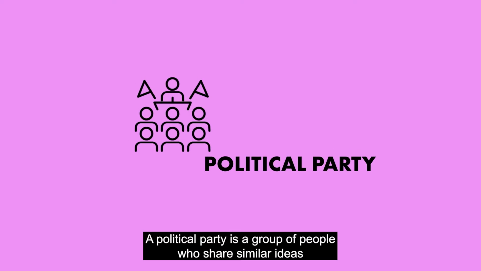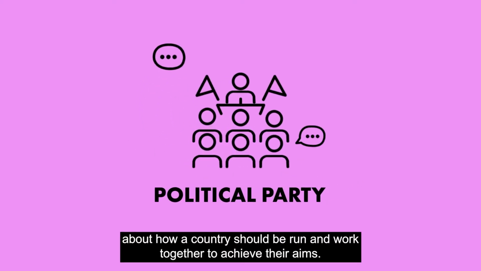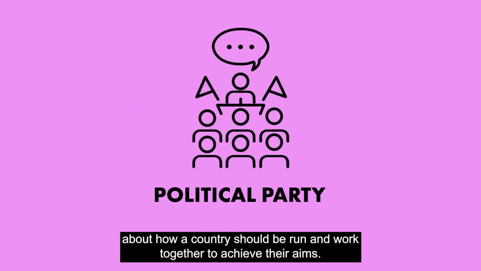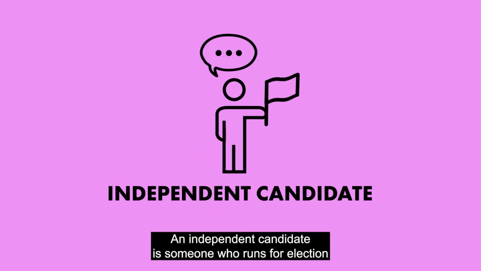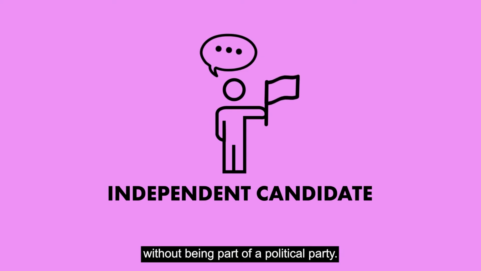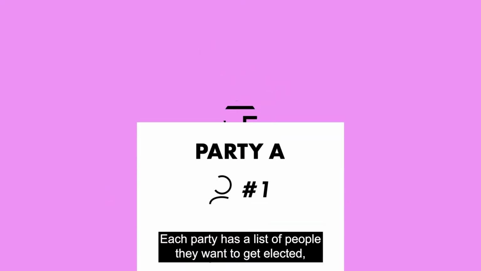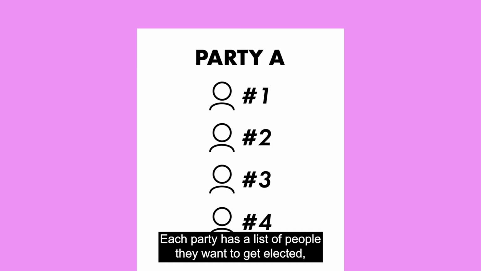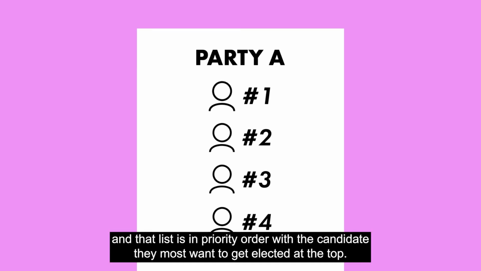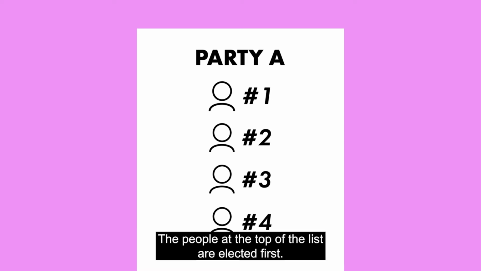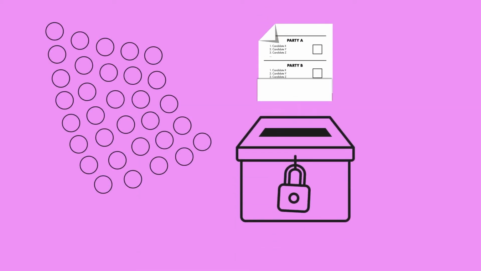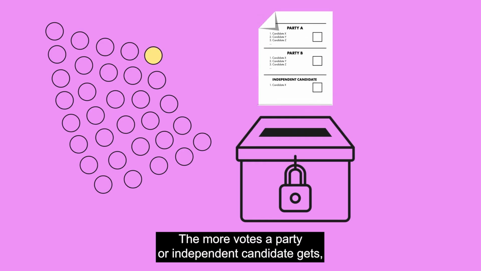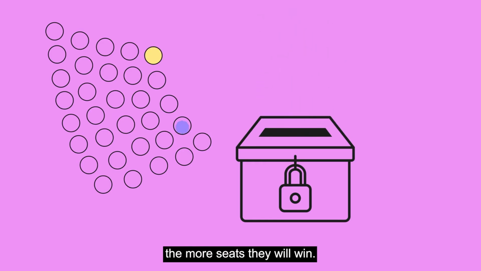A political party is a group of people who share similar ideas about how a country should be run and work together to achieve their aims. An independent candidate is someone who runs for election without being part of a political party. Each party has a list of people they want to get elected, and that list is in priority order with the candidate they most want to get elected at the top. The people at the top of the list are elected first. The more votes a party or independent candidate gets, the more seats they will win.